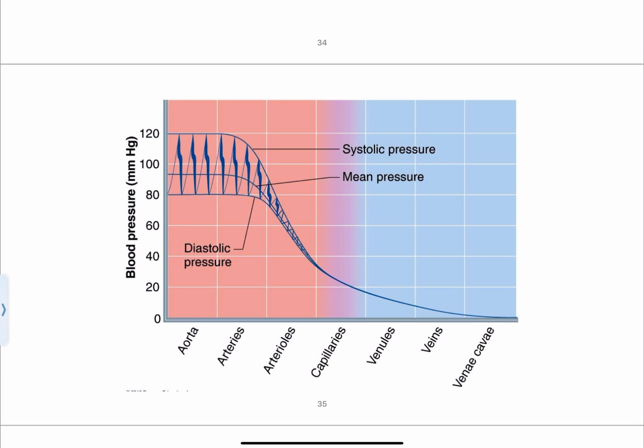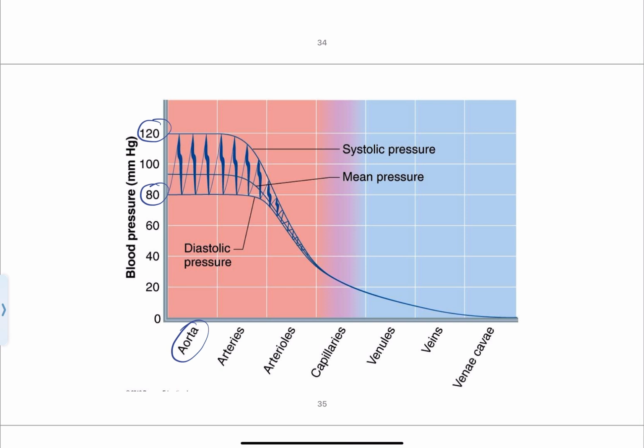So this is just a pressure graph in relation to our blood vessels. If we're looking at our aorta, we would expect it to be the highest, because remember, blood pressure is going to decline as it travels through our body systemically. And our highest blood pressure would be around 120, and then our lowest blood pressure would be around 80 millimeters of mercury.